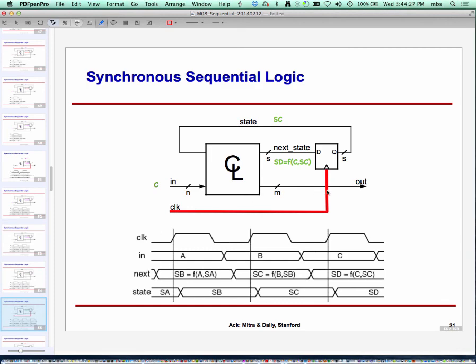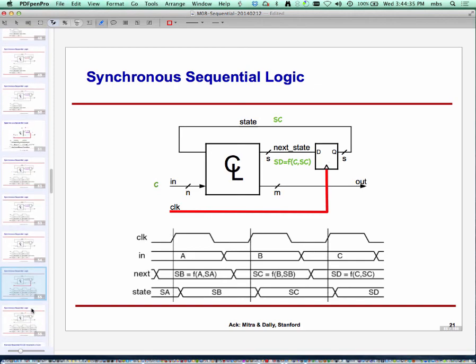So at the next clock tick, this SD will get latched. And then right after the clock edge, I would see that this will move from SC to SD. And that whole process repeats. So every time a clock tick comes, whatever is at the input of the flip-flop gets stored. That affects the state wires. And after some delay through the combinational logic, by the time the next clock tick comes, I would have a new value of the next state.